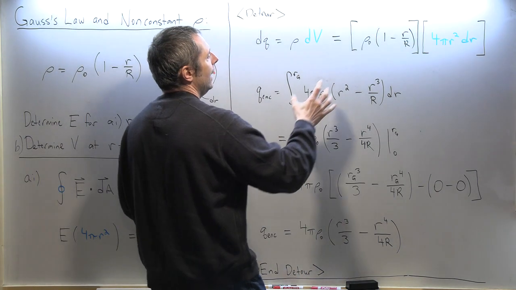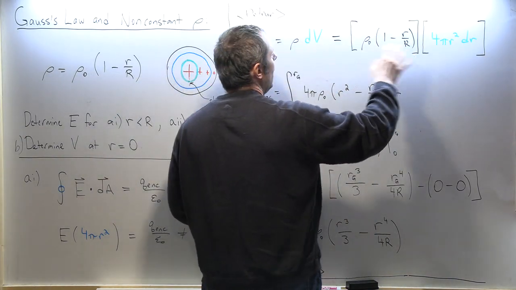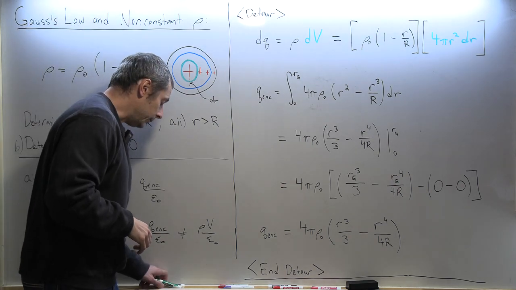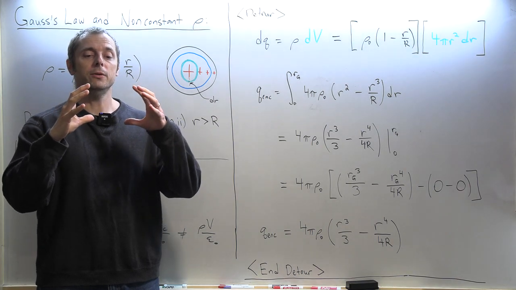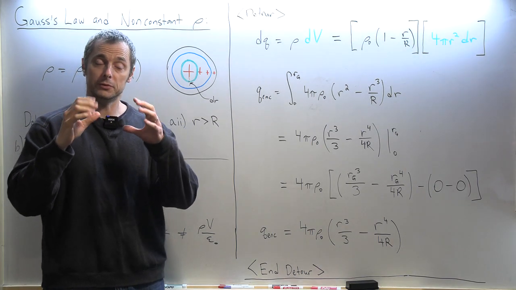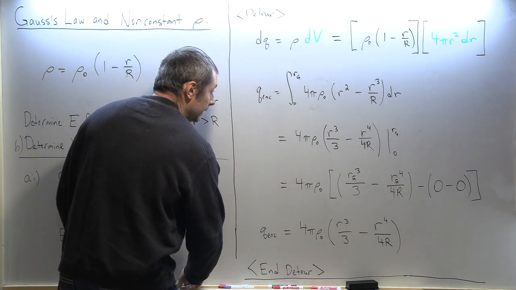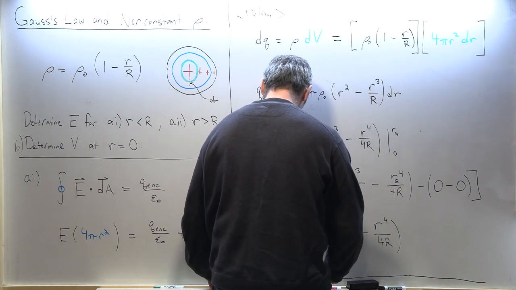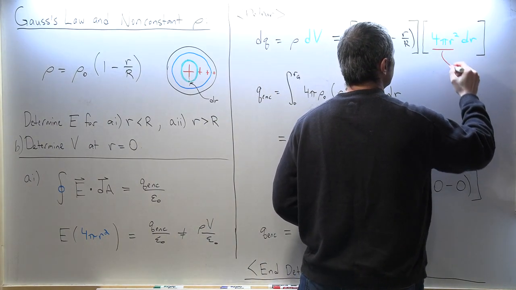So expanding that out, here's the rho function at that particular radius. Now, the volume of this shell. In Gauss's law, when we were doing spheres earlier, we just did the outer volume minus the inner volume to get the volume of a shell. We don't do that in this case. What we do is we take the surface area. So this is the surface area.